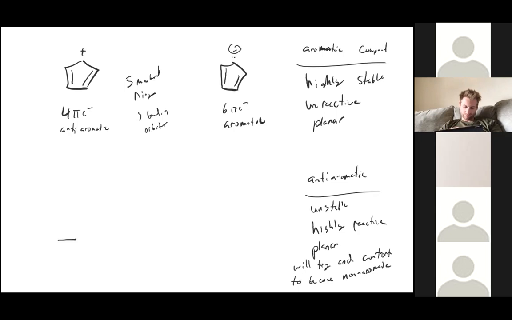I'll erase these real quick. So when we draw our pi bonding system, it's going to look like a 5-membered ring. You can draw one in here. These are the 5 bonding orbitals. We'll do a 6-membered ring in a minute, and you'll see it also looks like a 6-membered ring. So we have 4 pi electrons. I'm going to draw 2 on each side.